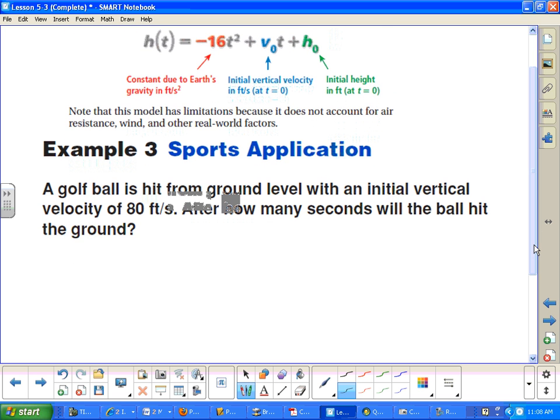So this golf ball is hit from ground level with an initial vertical velocity of 80 feet per second. After how many seconds will the ball hit the ground?